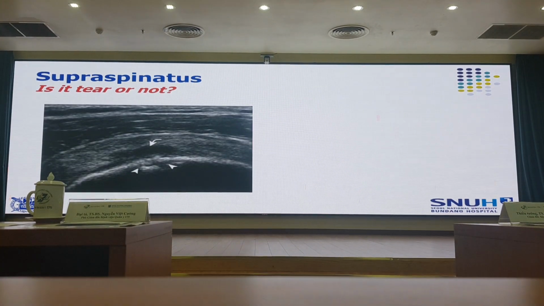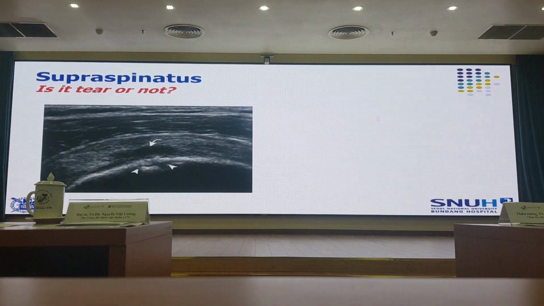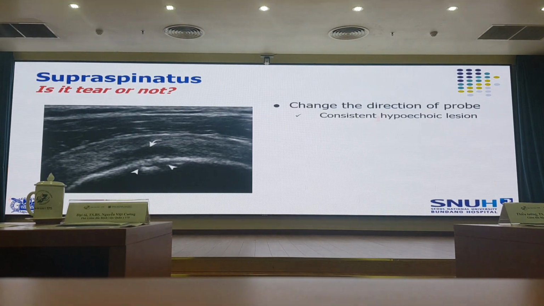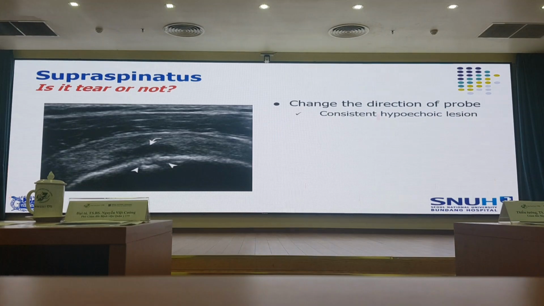So there's some particular sign to differentiate the tear and the anisotropy. The first one is to change the direction of the probe. If the hypoechoic region is still constant after changing the direction, it can be a tear.